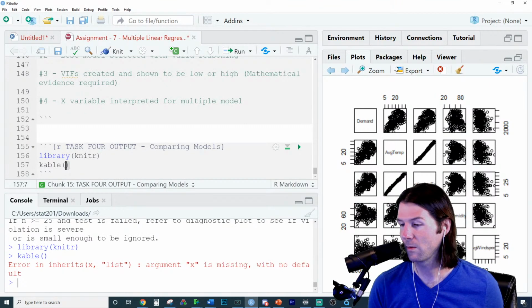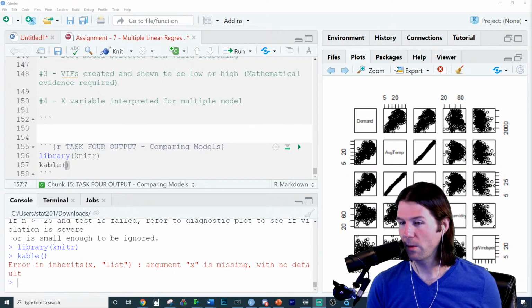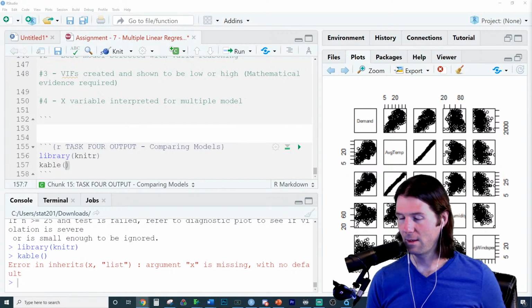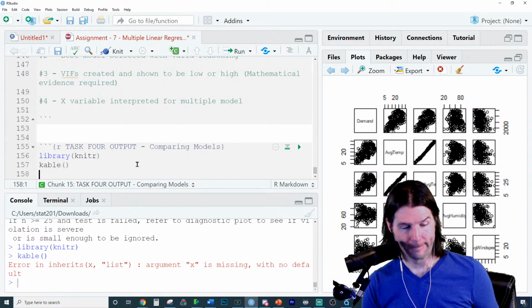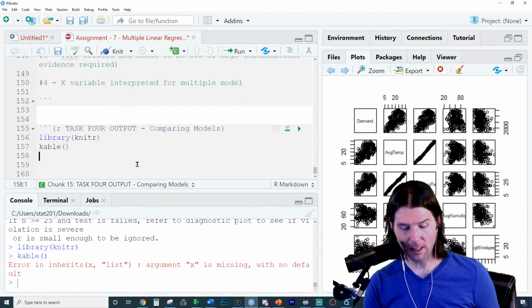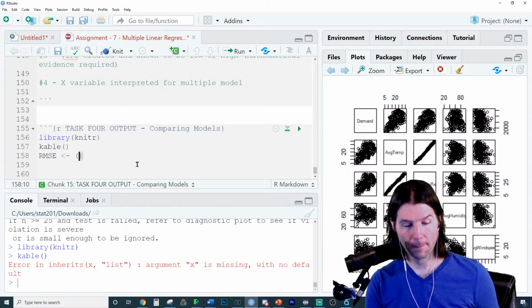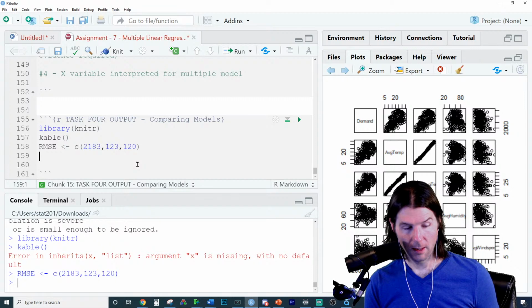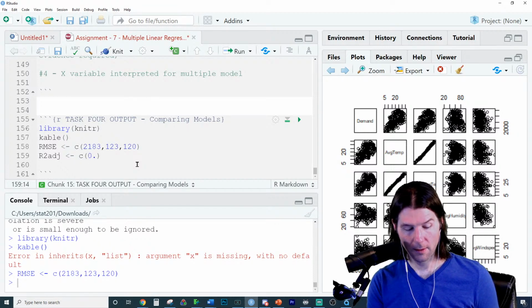Do you have code with kable? Do you have code with it right now, Kayla? I'm trying to see how to use it. So we can just make a table. Usually what I do is I make a data frame. So let's say we make a vector here of RMSEs. I'll explain why we're doing this. And then we'll have a vector of R squared adjusted. And I'm just making these up.